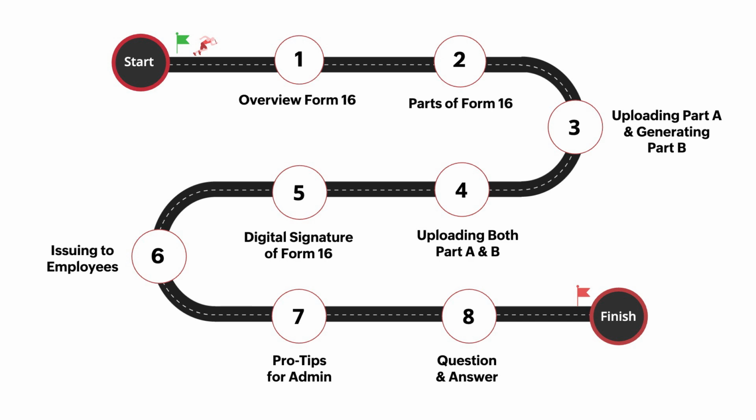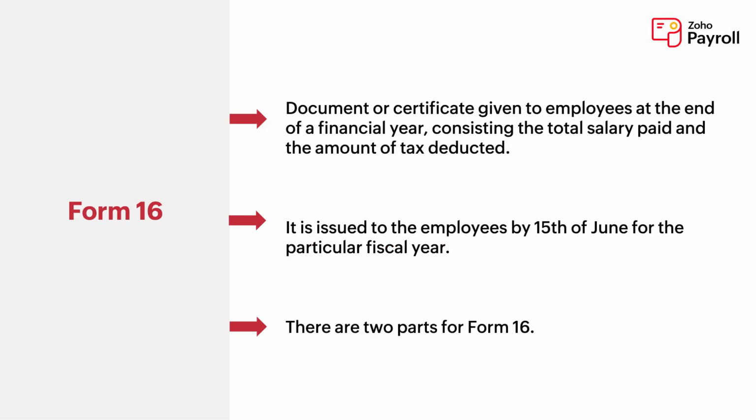So, what exactly is Form 16? Form 16 is a certificate or a document provided by the employer to the employee at the end of the financial year. This document includes detailed information about the total salary paid to the employee and the total tax or TDS deducted and submitted to the income tax department. Employers issue Form 16 to their employees before the 15th of June each year for the corresponding financial year. Now, there are two different parts to Form 16, which is Part A and Part B.